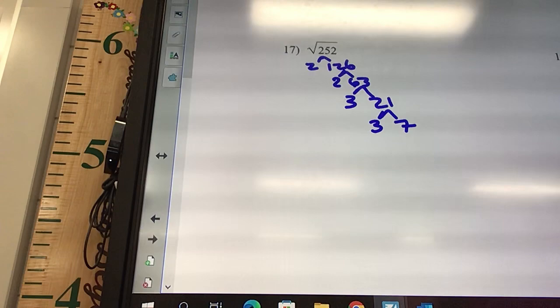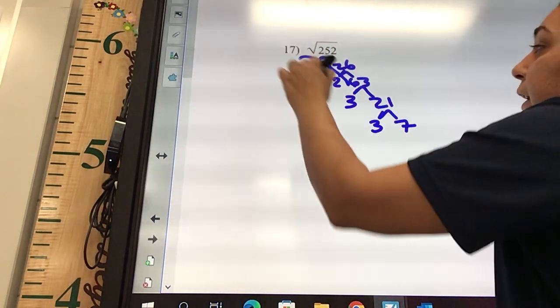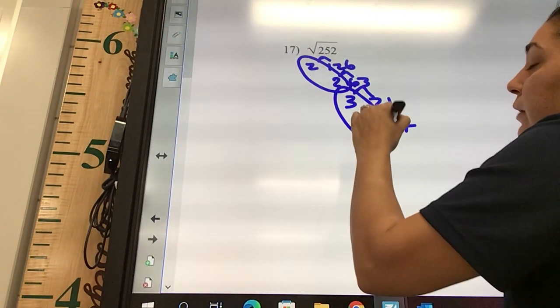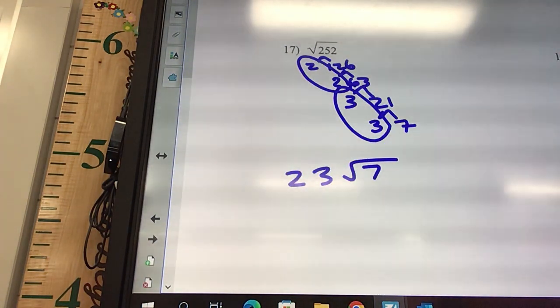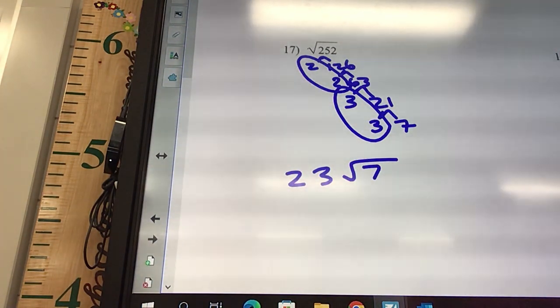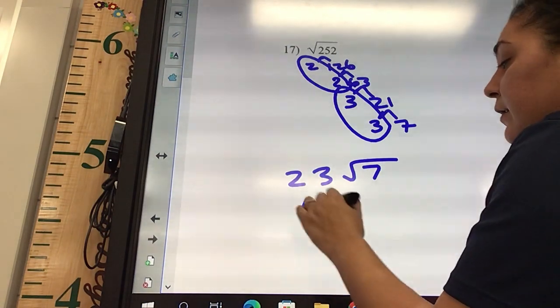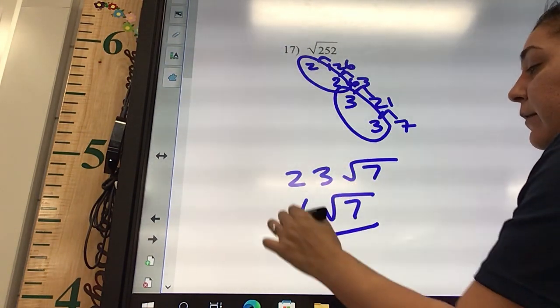Okay, and we're taking in groups of 2s. So these guys can go, they got to match. And these guys can go, they got to match. So we're going to get 2, 3, and the 7 goes back on the inside. And 2 times 3 is going to be 6, square root 7.